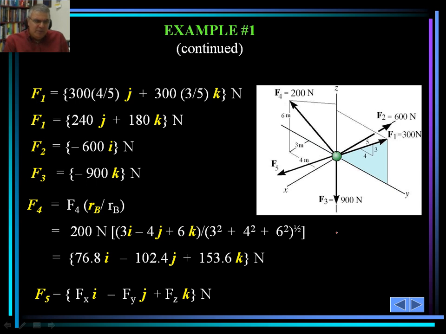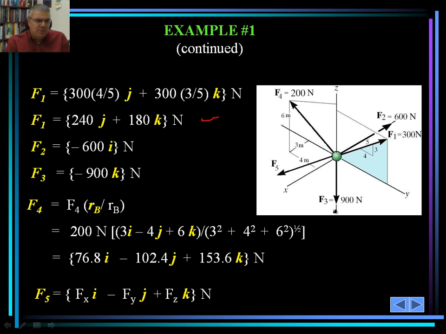The J component must be 300 multiplied by 4/5, and the K component, which is in the Z direction, must be 3/5 of 300. So that would be F1. We do the multiplication, and this would be the force for F1 that's shown here in this form.